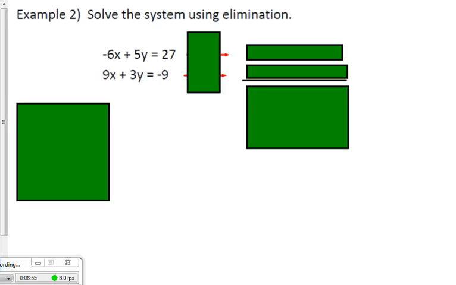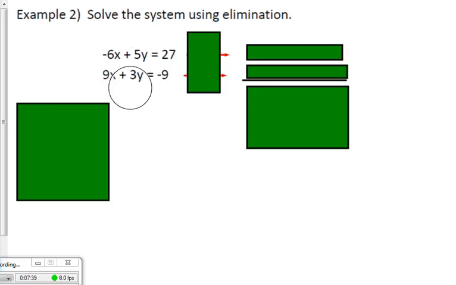So going on to example 2. Again, we're solving our system using elimination. If we look at our x terms here, negative 6 in front of x and 9 in front of x, those don't match up. Same thing if we look at our y's, positive 5y and positive 3y. Neither of our variables here are opposites of each other. We need like negative 6x and positive 6x, or positive 5y and negative 5y. We don't have that in either of them.